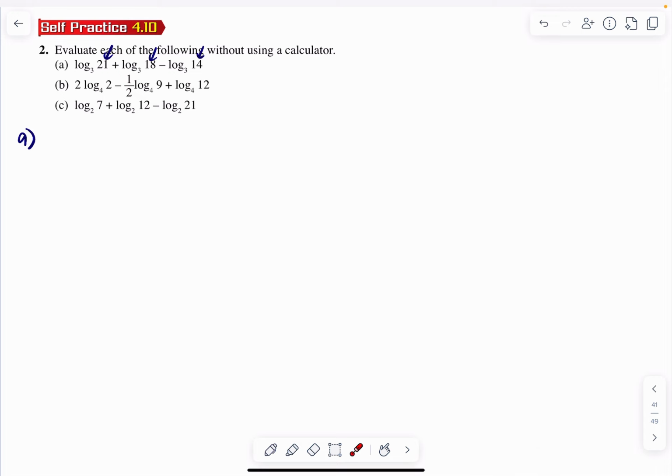Here you have to remember, if this is times or divide, then you can simplify. But if you have plus, you can't simplify them all into one log. So what we have to do is split. 21 is 7 times 3, so I can write 7 times 3. 18 will be 6 times 3. And 14 will be 7 times 2.